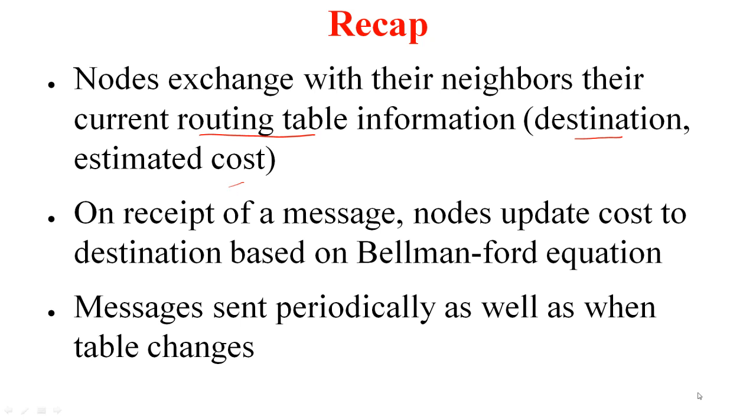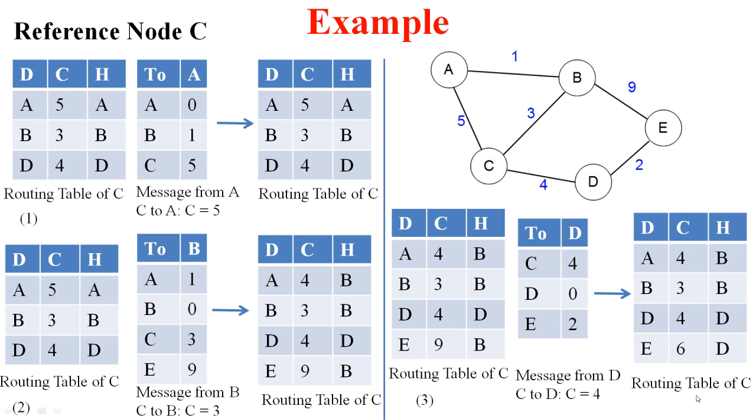When a node receives one such message, it is then going to update its own routing table based on the Bellman-Ford equation. Basically, it tries to choose the best path to the destination based on its current estimate as well as the information contained in the message. And we have also seen that such messages are sent periodically as well as whenever the table changes. Let me flash this also in the hope that it will aid your memory.